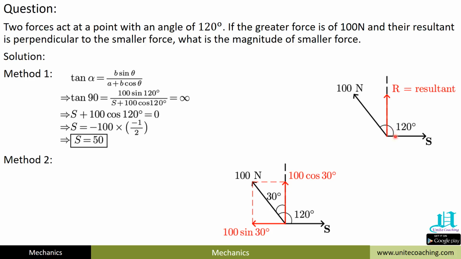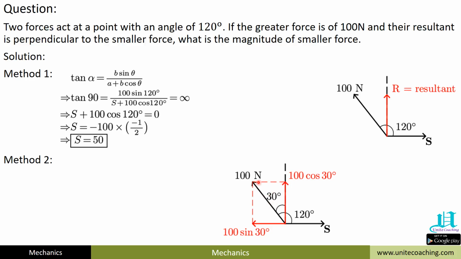Right, so since the total angle is 120 degrees and this angle is 90 degrees, the remaining angle with the resultant that this 100 Newton will make is 30 degrees. So this 100 Newton will make an angle of 30 degrees with the resultant, right?